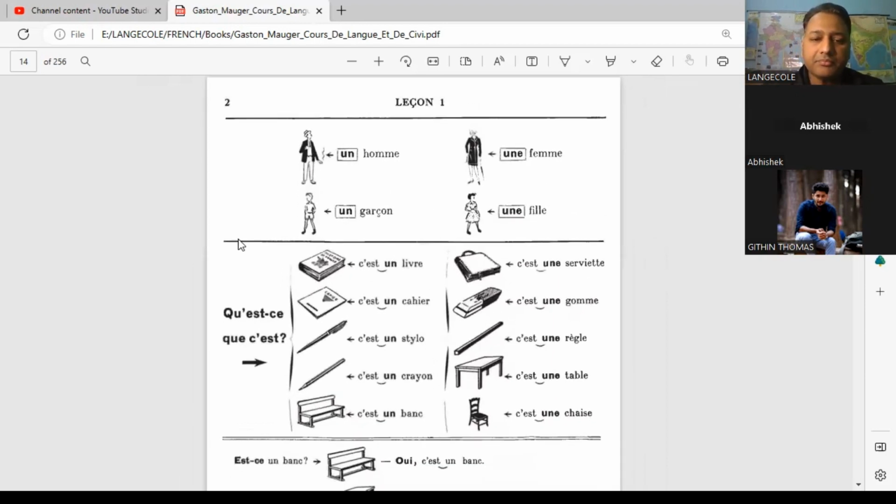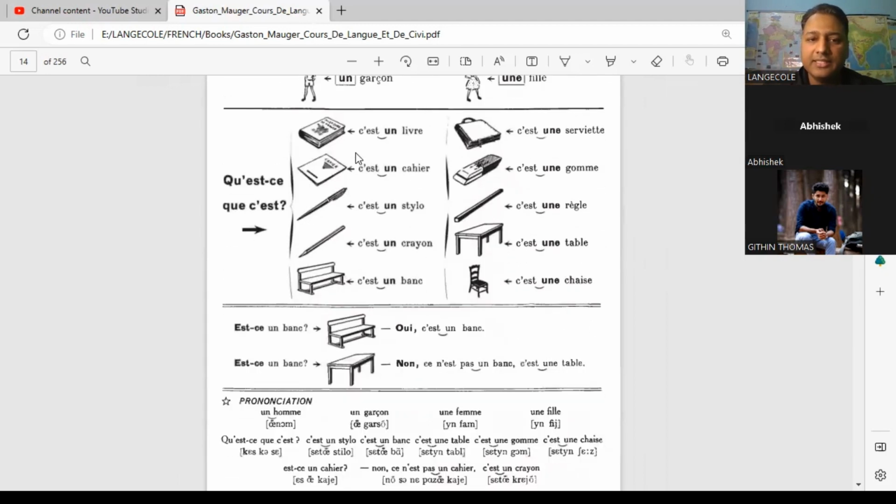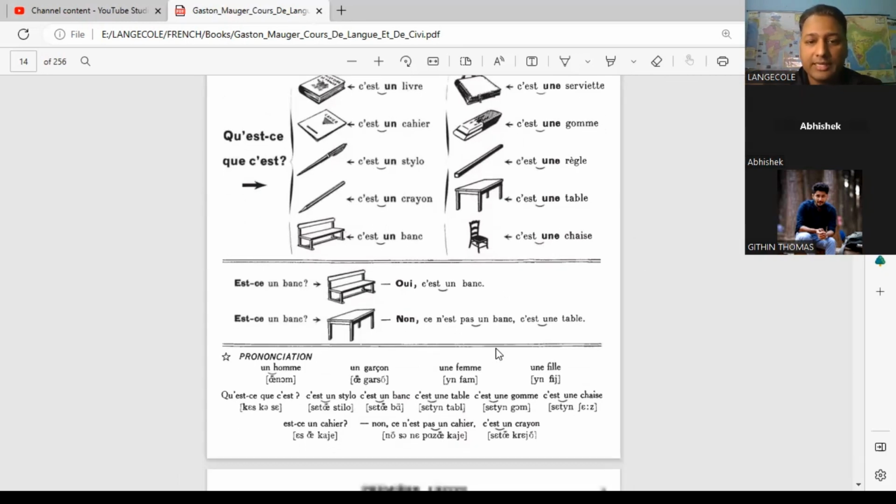Now these are similar lessons to what you've learned. Based on that: un homme, une femme, un garçon, une fille that you saw yesterday. Qu'est-ce que c'est? Same questions that I taught you just now. C'est un livre, c'est un cahier, c'est un stylo, c'est un crayon. You did that practice.